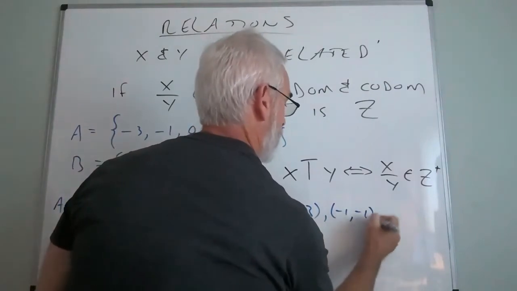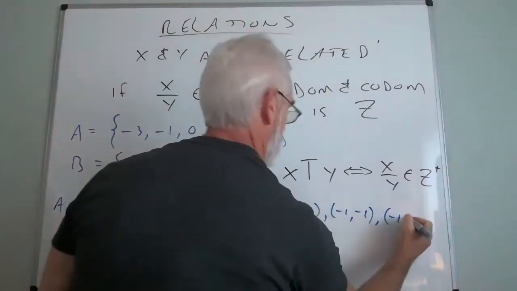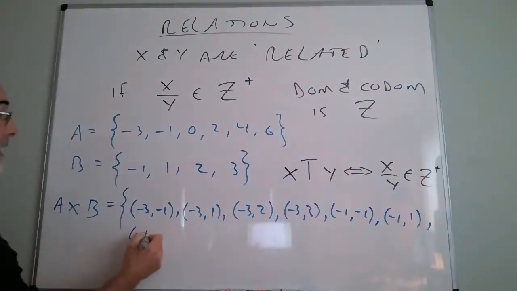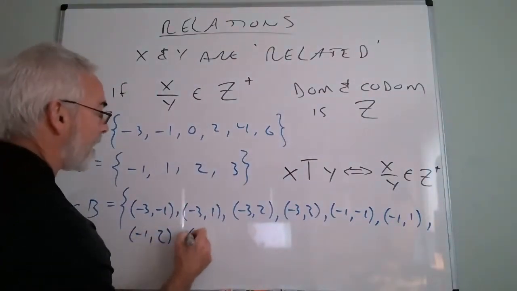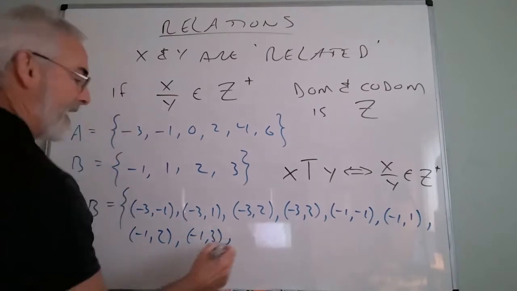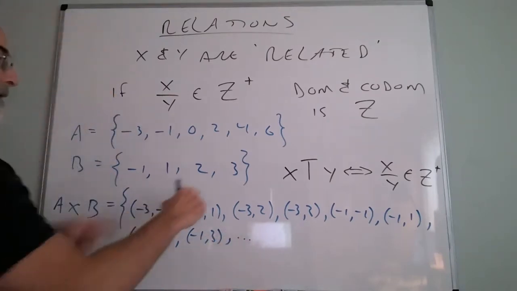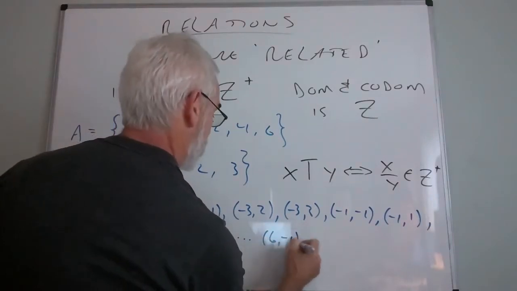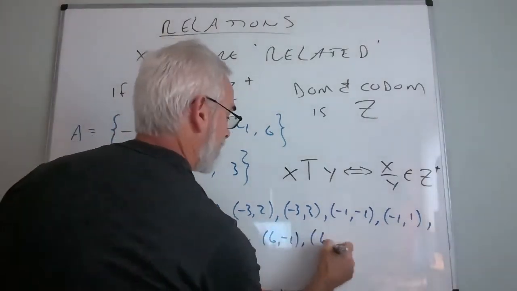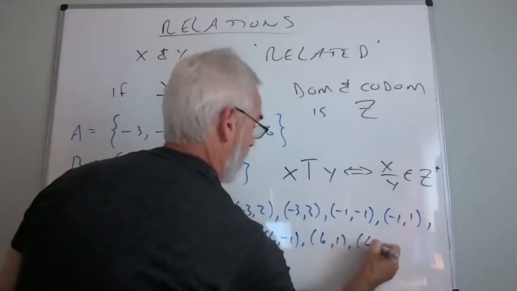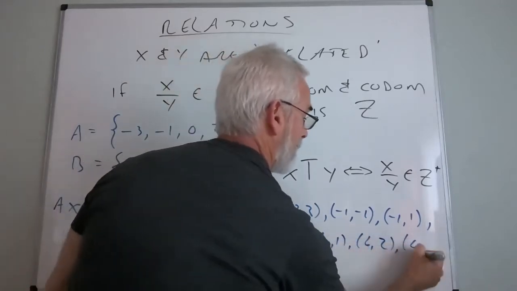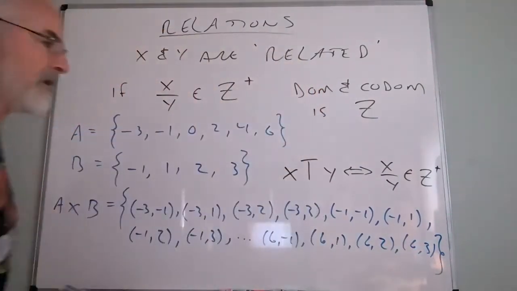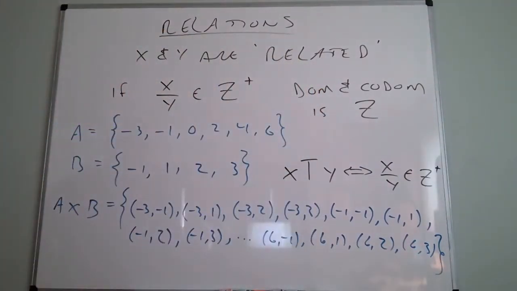-1, -1, -1, 1, -1, 2, and -1, 3. And I'm going to go dot, dot, dot. Okay, down to the end. And then the last one would be 6, -1, 6, 1. I'm never going to fit this on here otherwise. All right. So our Cartesian product would have 24 ordered pairs.